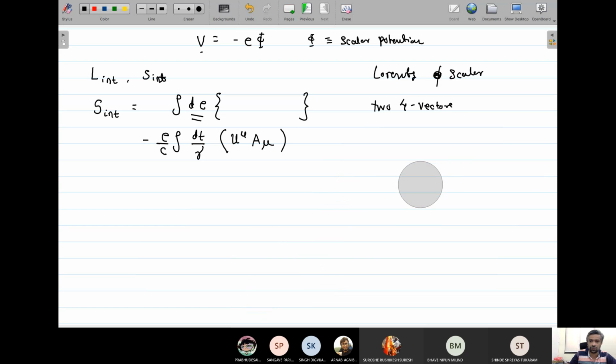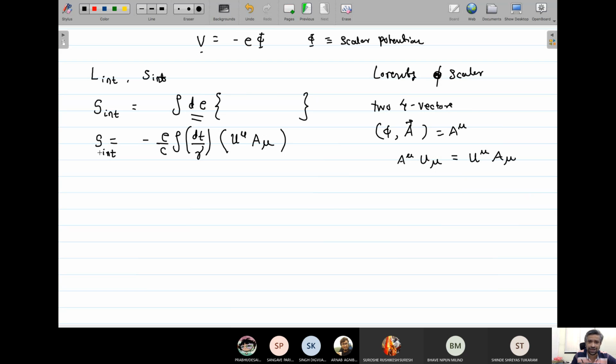So from the scalar potential phi and vector potential A, I construct A mu. And I take a Lorentz scalar built from A mu and the 4-velocity u mu. That is the same as writing u mu and A lower mu. Now this quantity is manifestly Lorentz invariant, so this is my S interaction.